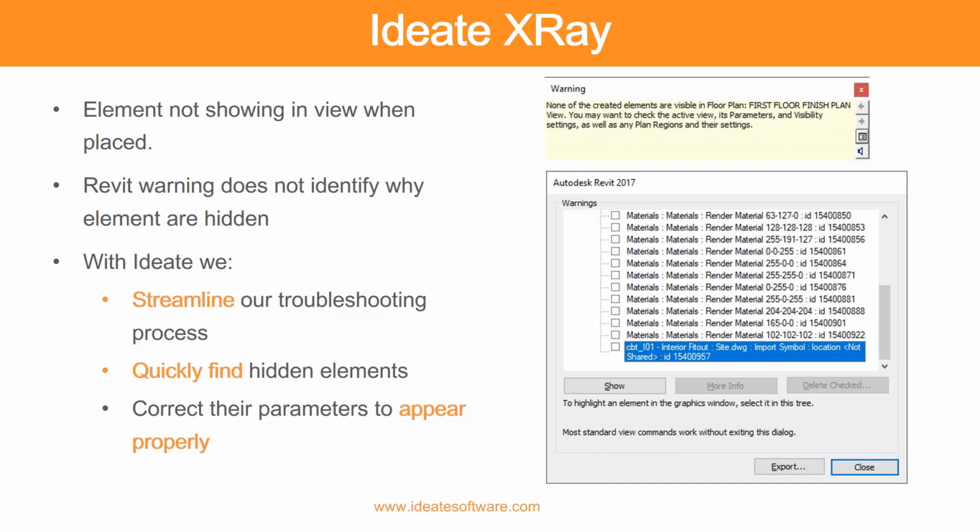In the example images you see on the right side of the screen, the user is trying to locate a CAD file that they just brought in. The top image shows an initial warning that Revit gives you, and the bottom image shows the more detailed warning dialog that you get from clicking into the warning.